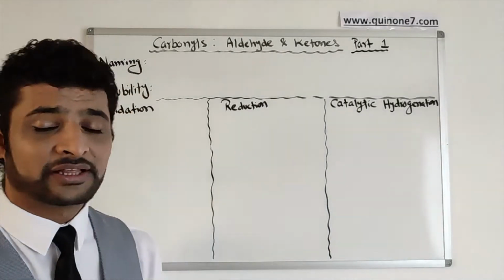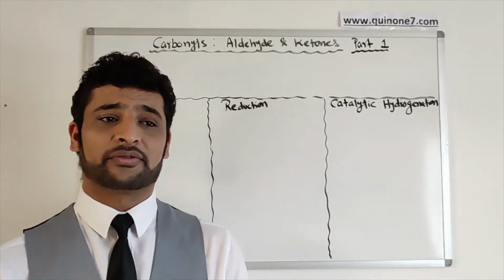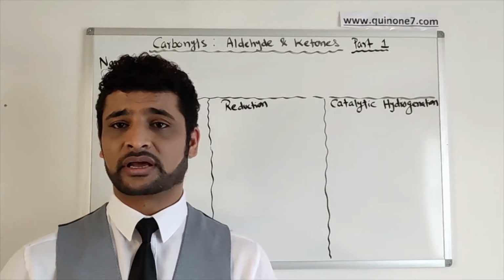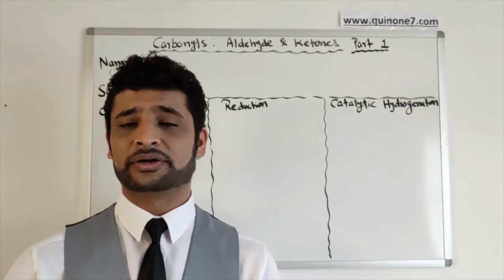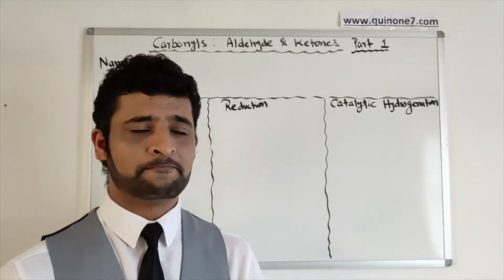We're going to look at today the carbonyls, especially aldehydes and ketones. Three types of carbonyls we're going to look at: aldehydes, ketones, and carboxylic acids. Aldehydes and ketones will be divided into two parts, so we're going to look at the first part today, and part two will come after.